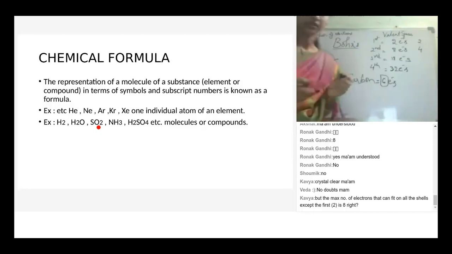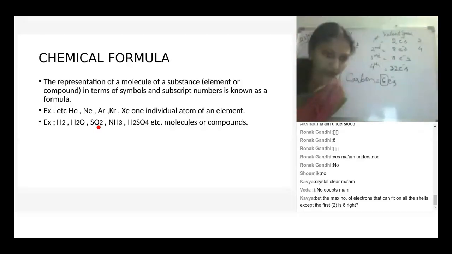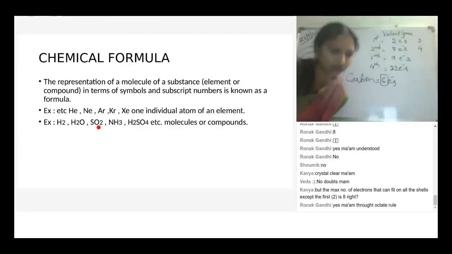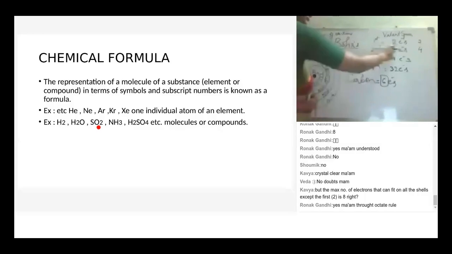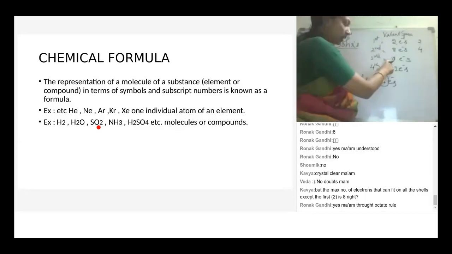Yes, Kavya. But the maximum number of electrons that can fit on all the shells except the first is 8. Right? No. First is 2. Second shell can accommodate 8. Third shell can accommodate 18. And fourth shell can accommodate 32.